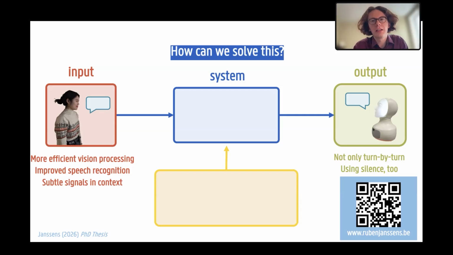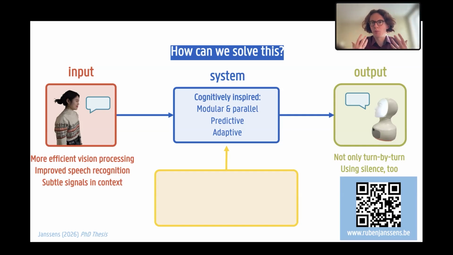I think also we can make improvements on the system side that transforms that input into that output. And maybe we can take some inspiration from human cognition. In our mind, we are constantly having multiple processes run at the same time in parallel, and we are predicting how the conversation will go and adapt to the progress of that conversation. So maybe we can design a system that replicates more these characteristics of human cognition.